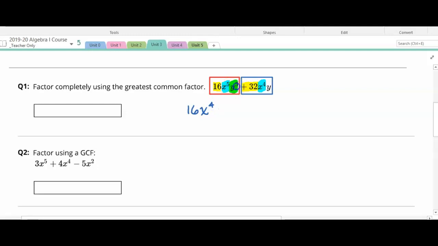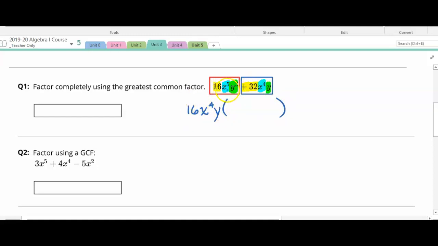Finally, we look at the y variable. The red term has 3 y's and the blue term has 1 y, so the most y's they have in common is 1 y. You could think of dividing each term by this greatest common factor.